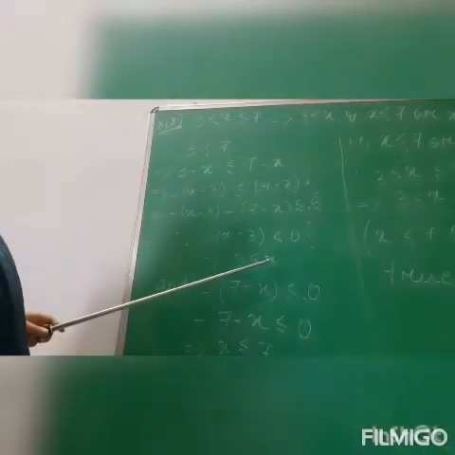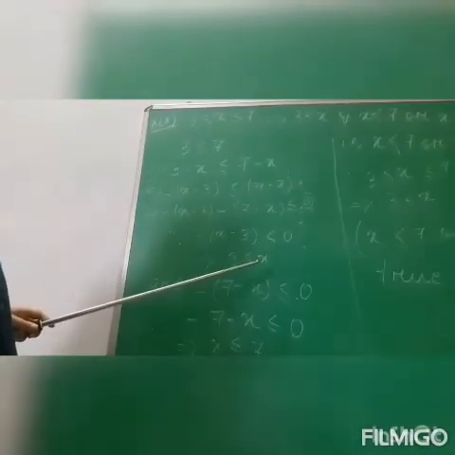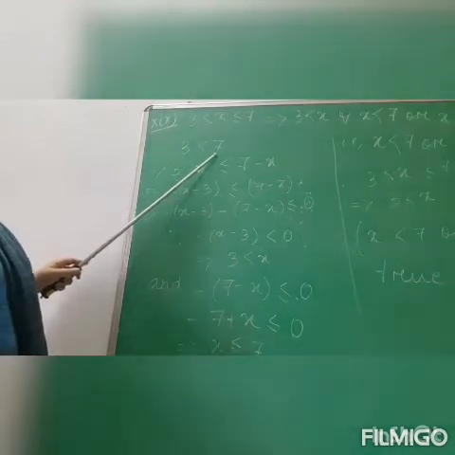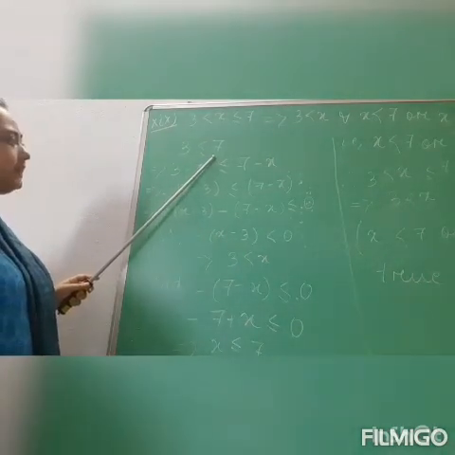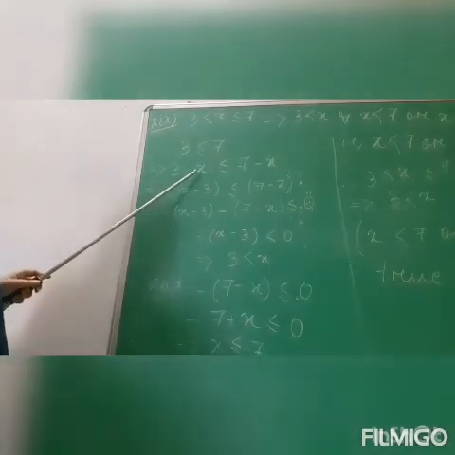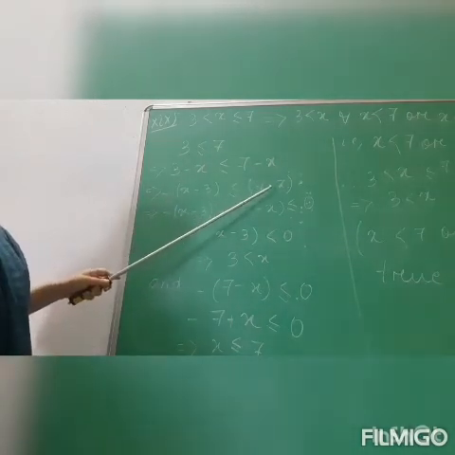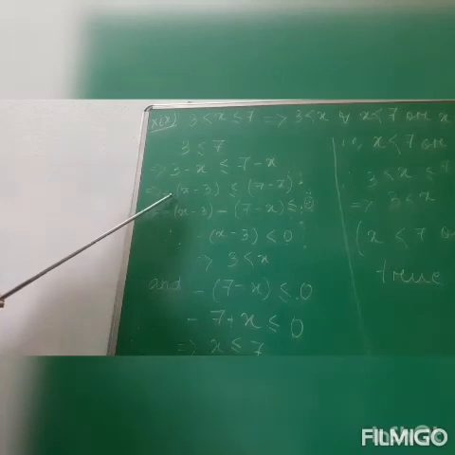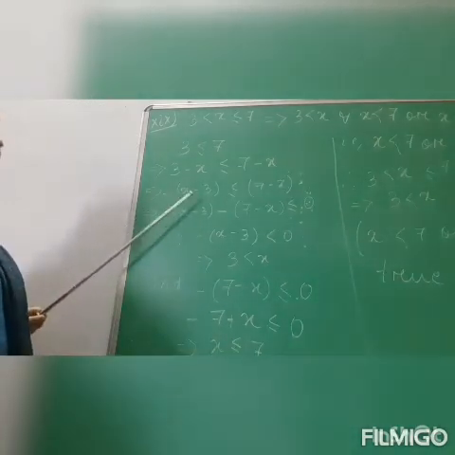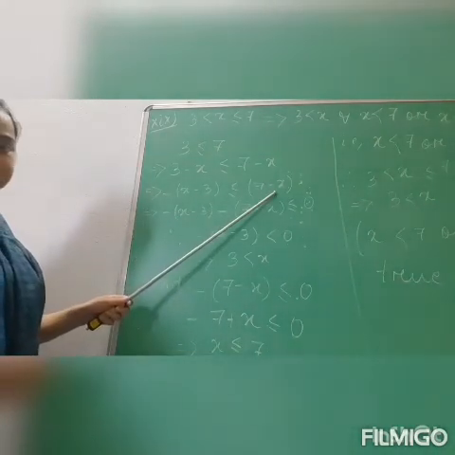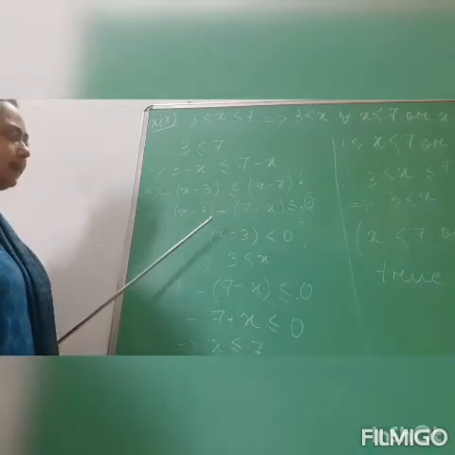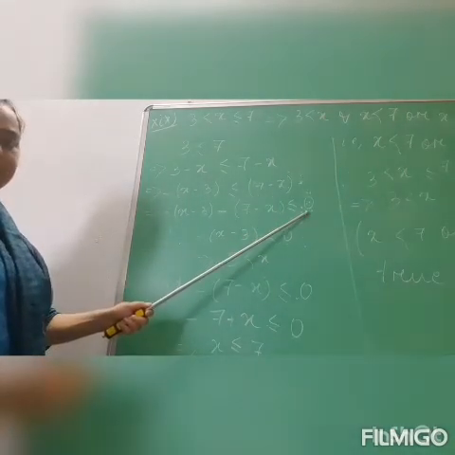So now what we will do here is, 3 is less than 7. We will first skip this one. 3 is less than 7. And now subtract x from both sides. So 3 minus x is less than 7 minus x. That means if I again rearrange it, I'll get here minus (x minus 3) less than or equal to 7 minus x. Minus (x minus 3) minus (7 minus x) is less than or equal to 0.